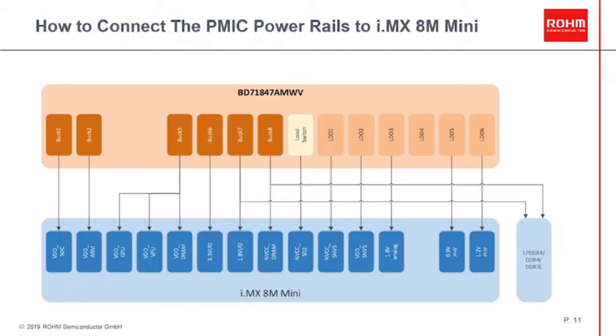Here you can see how the PMIC will be connected to the NXP i.MX 8M Mini SoC. All PMIC generated power rails have a clearly defined peer-to-peer SoC connection, except buck 5, which supplies multiple processor units like the GPU, the video processing unit, and the processor's DRAM.